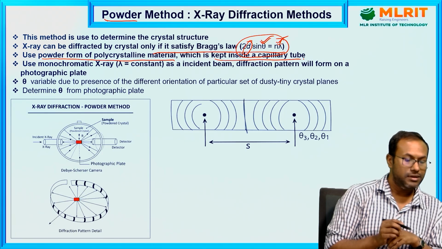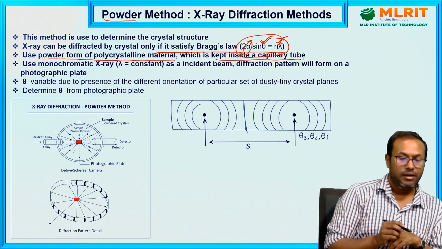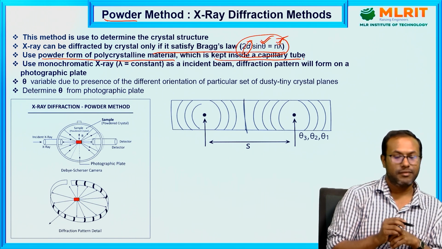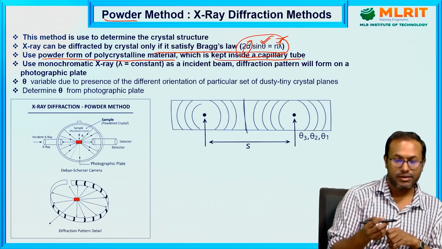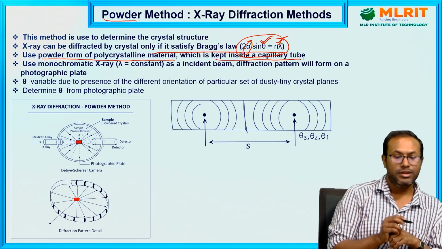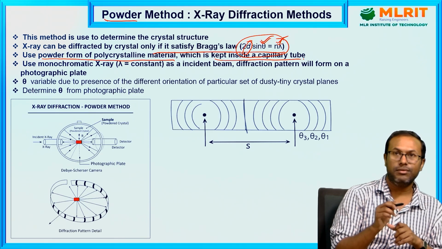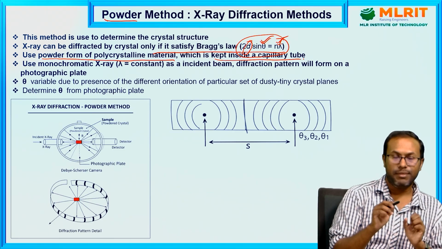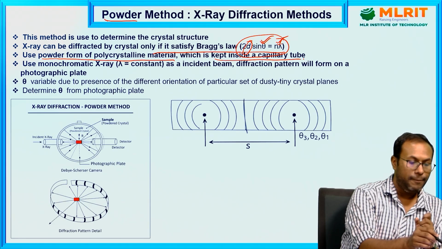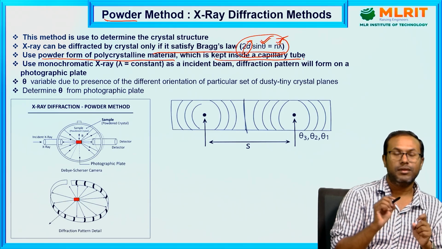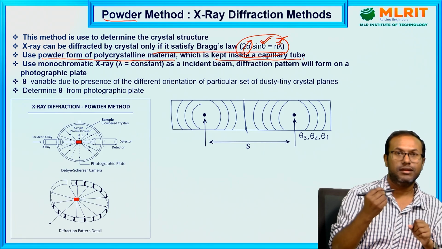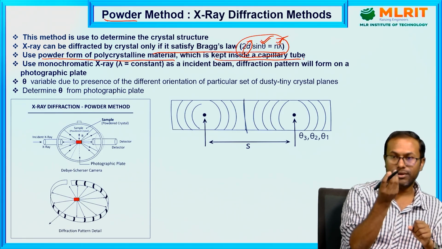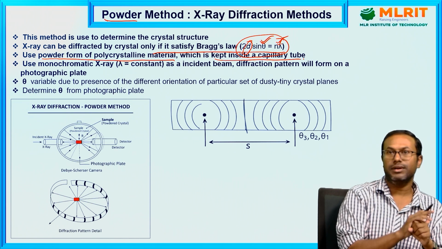Now in this case, how can you determine this D value? Before determining the D value, we need to know the lambda value and the theta value, right? In the powder method, first of all, we are not rotating the crystal. The powder is contained inside a capillary tube, and that will not rotate.